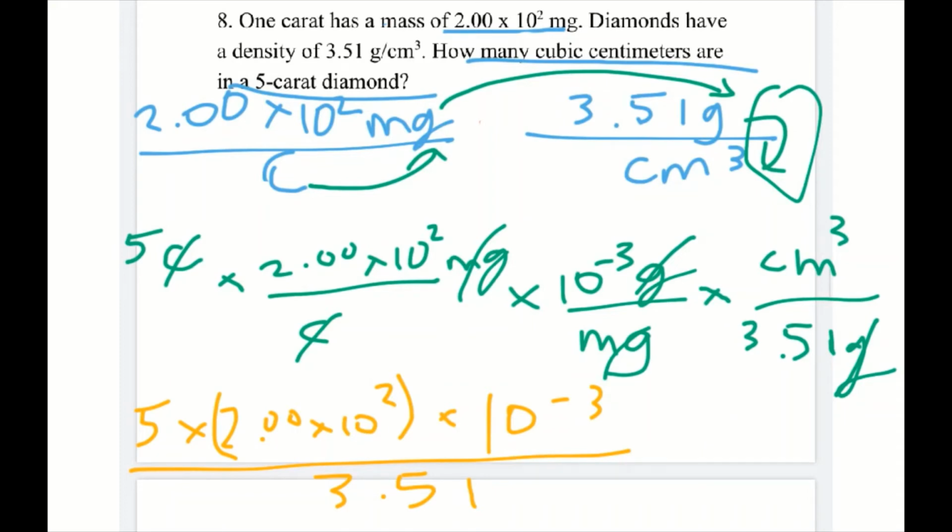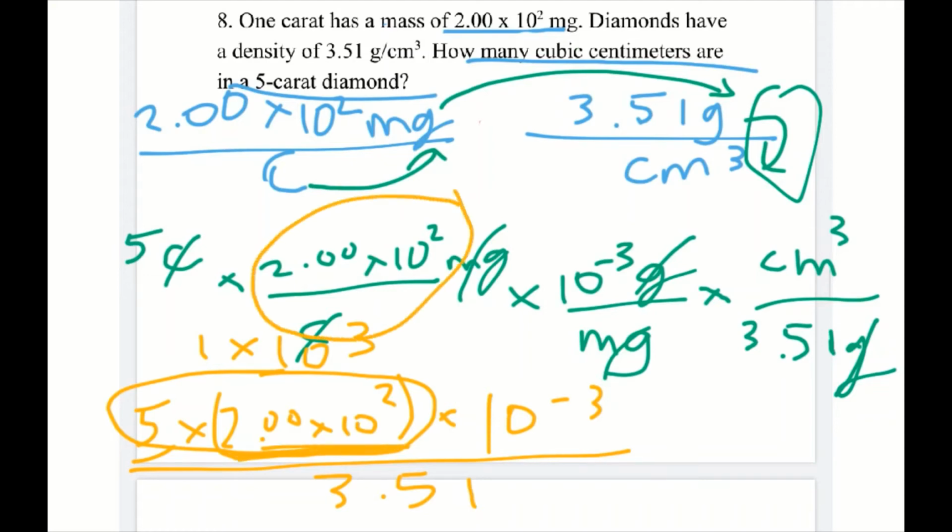And let's solve this problem now. Let's start off from left to right. So 5 times this number will get us 1 times 10 to the 3rd power. And why do I have 1 sig fig? Well, because 5 has 1 sig fig, and this is an exact number because it is a conversion factor that is determined by us humans, so therefore the lesser of the two is just 1 sig fig. So this answer will have 1 sig fig, as shown here.